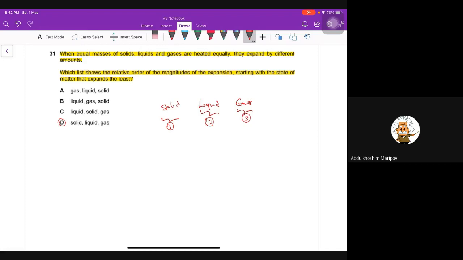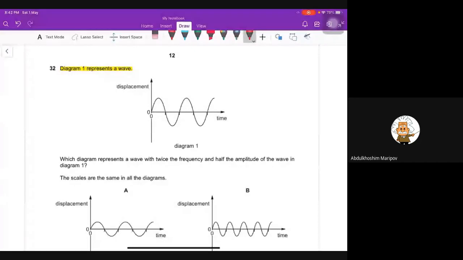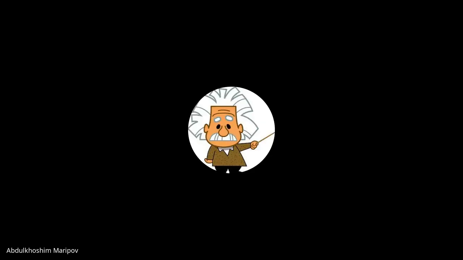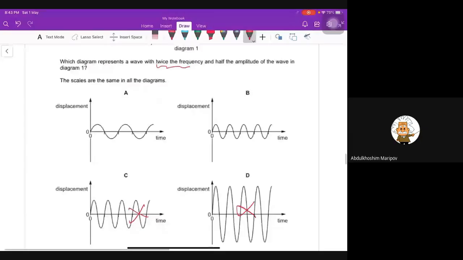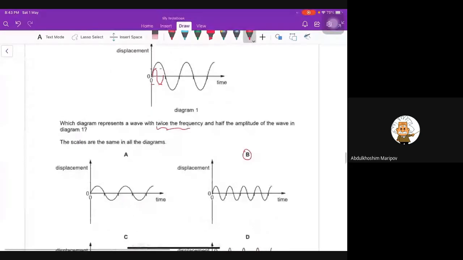All right, 32. Which diagram represents the wave with twice the frequency and half the amplitude? Frequency increased twice, so it becomes more dense, and you decrease the amplitude and increase the frequency. So amplitude halved, this one is cancelled already, this one is cancelled already. Frequency more dense would be B. So 32 is going to be B.